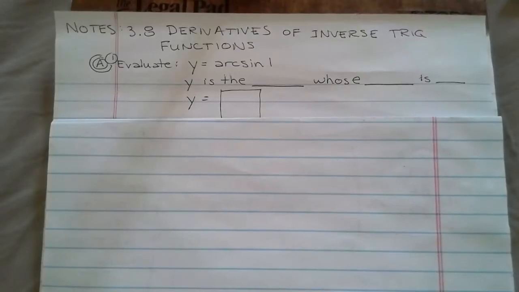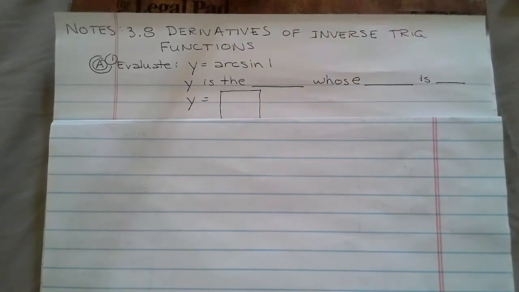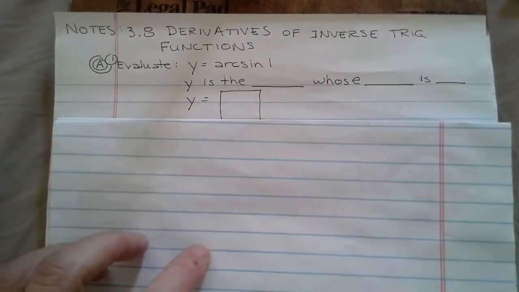Hi everybody. Today we're going to talk about section 3.8 in your book, and it's derivatives of inverse trig functions. So if you don't remember, that's your arc sine, your arc cosine, your arc tangent. And we're going to do a quick algebra 2 review. There's two things, A and B lettered here, that we need to review.